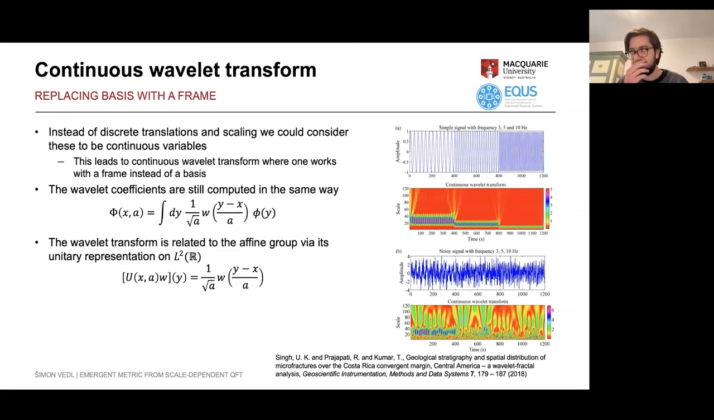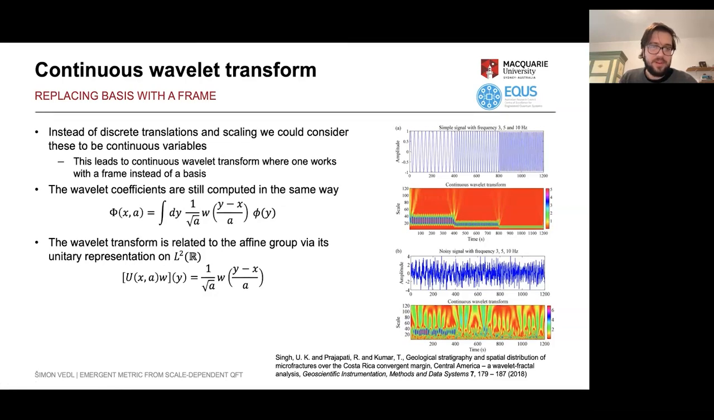Some of you may know that the Fourier transform is intimately related to the group of translations. And the wavelet transform is also related to a group, specifically the affine group in 1D, right? Because if you look at what we're taking the overlap with, it's a unitary representation of the affine group on our square integrable functions.